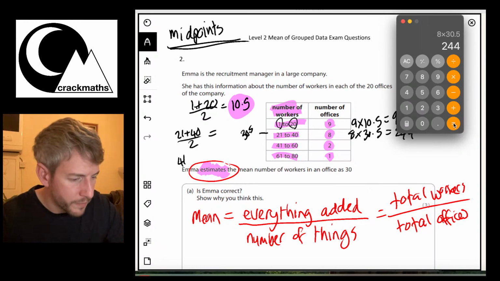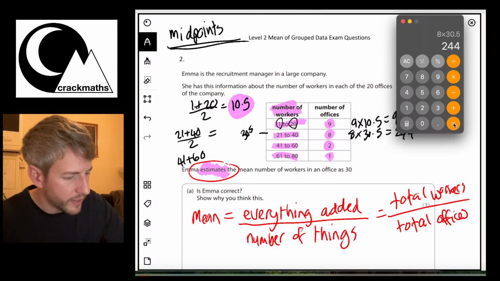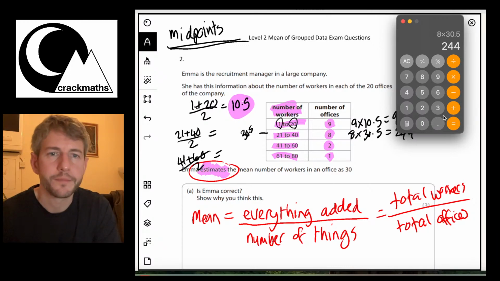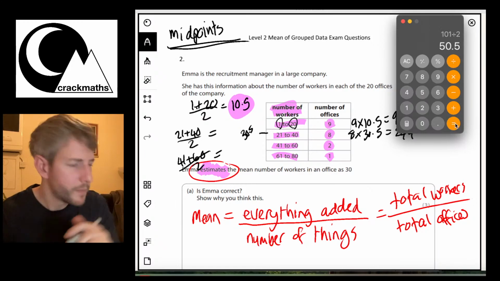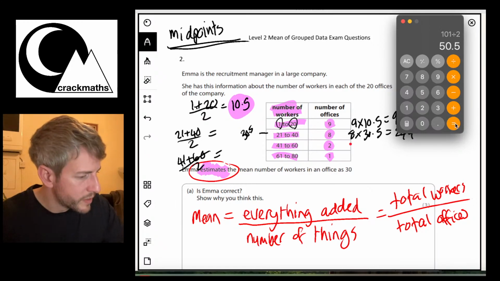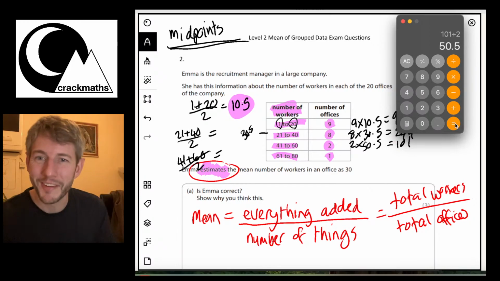Then we'll do the same again. So 41, add 60. Okay, and then divide that by 2. So we've got here 41. Add 60 equals 101. Divide that by 2. And that's going to be 50.5. So then we'll do 2 times 50.5. Right, that's going to be 101. Because we just kind of divide that by 2.